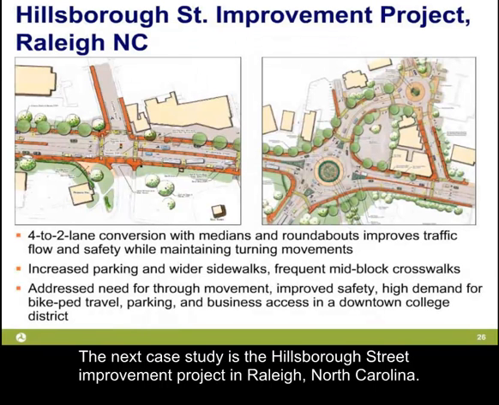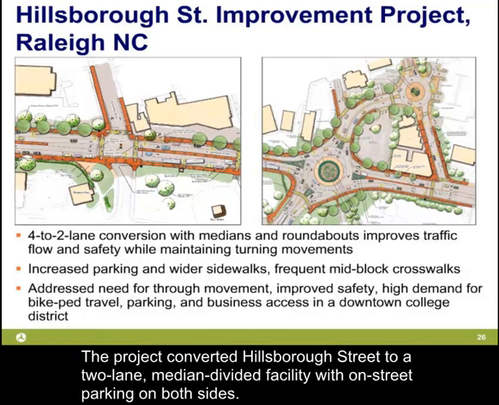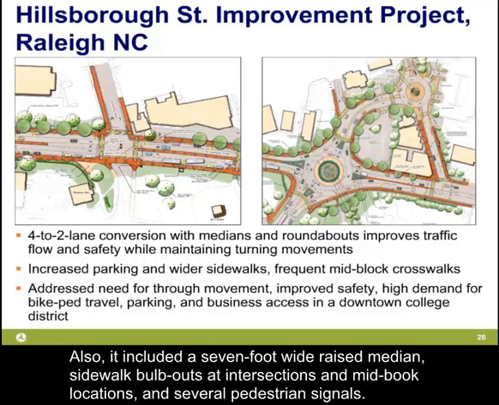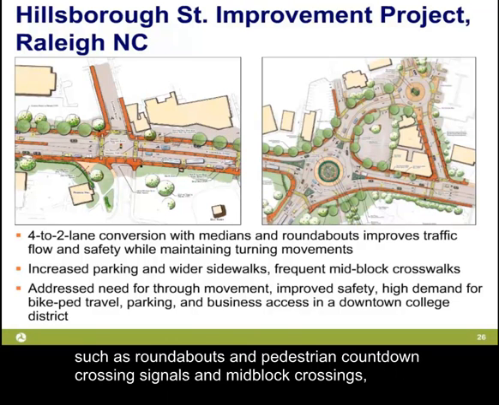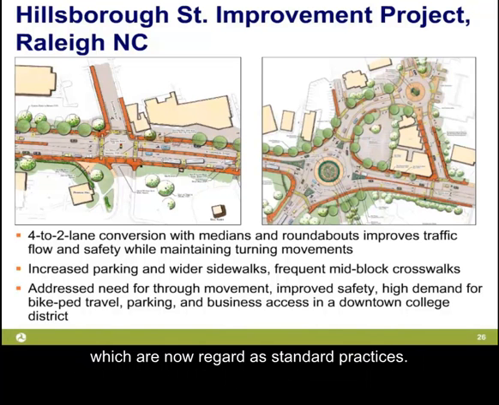The next case study is the Hillsborough Street Improvement Project in Raleigh, North Carolina. The project converted Hillsborough Street to a 2-lane, median-divided facility with on-street parking on both sides. It also included a 7-foot wide raised median, sidewalk bulb outs at intersections and mid-block locations, and several pedestrian signals. The original design featured newly emerging concepts such as roundabouts, pedestrian countdown crossing signals and mid-block crossings, which are now regarded as standard practices.